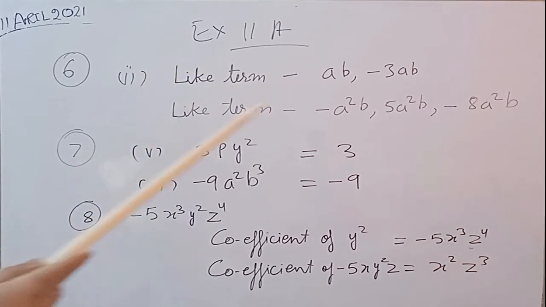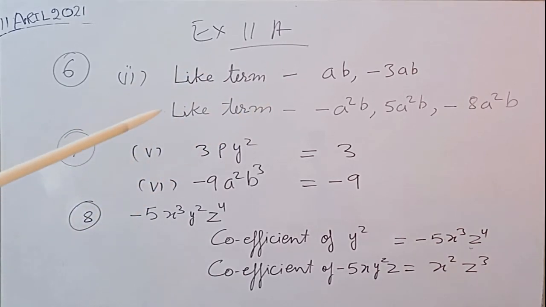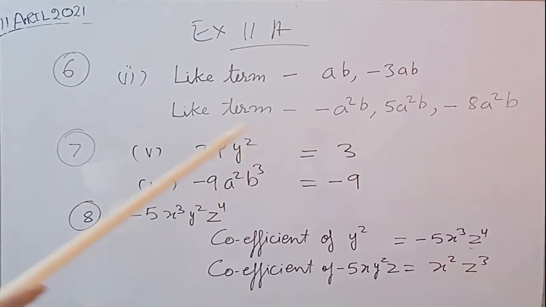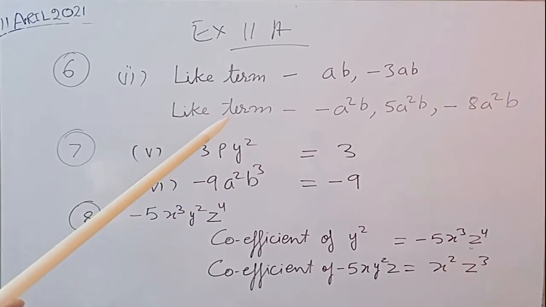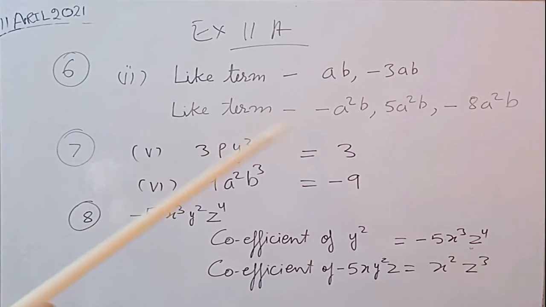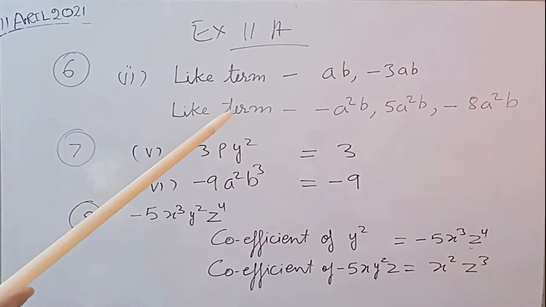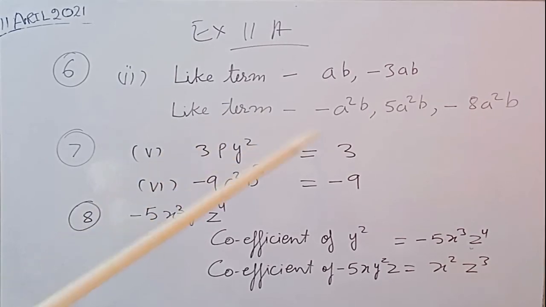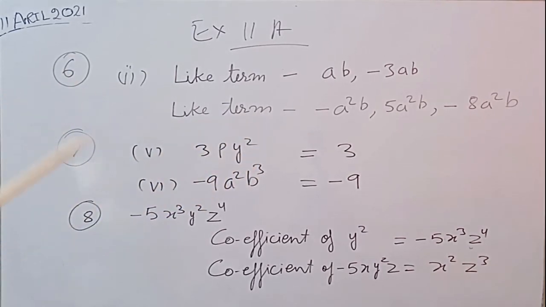So those are the like terms. Similarly, minus a square b, 5a square b, minus 8a square b are also like terms, because the variables in all these terms are ab. But one more thing we have to see, that is the power. In each term the power of a, the exponent, is 2, so that makes them like terms. So in that manner you can separate the like terms in question number 6, second part.